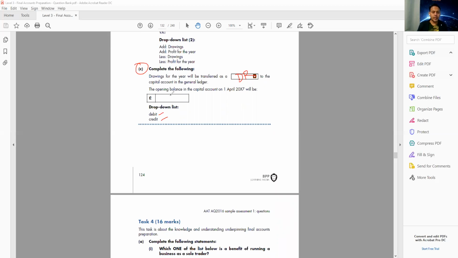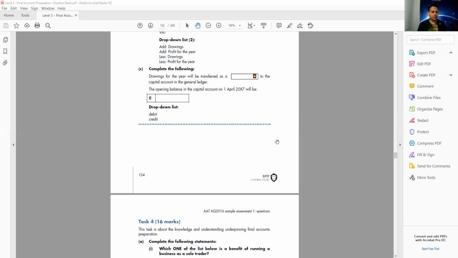The opening balance in the capital will now be how much? Whatever was the closing for last period will be the opening for this period, isn't it? The same thing, 44,695. Whatever was the closing for last period, 31st of March, will be the same as 1st of April 2017. Closing for yesterday, opening for today. All right, so let's move on to the next question.